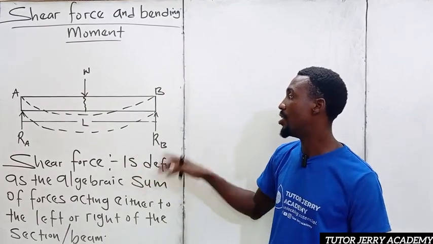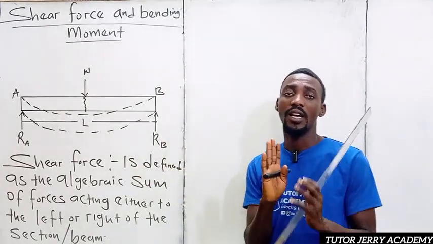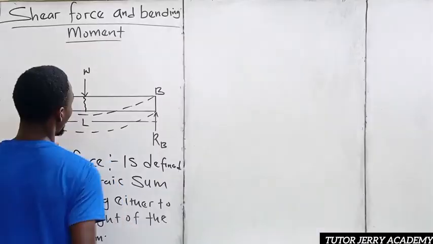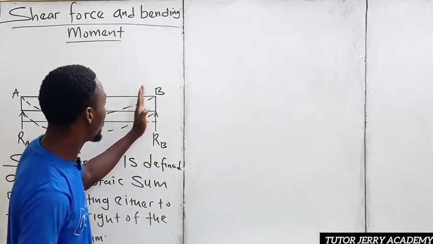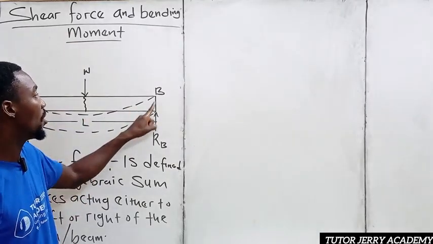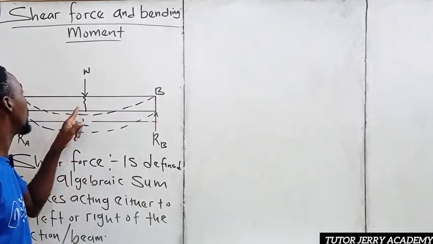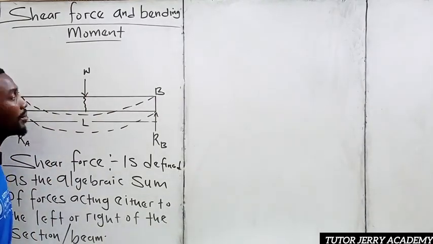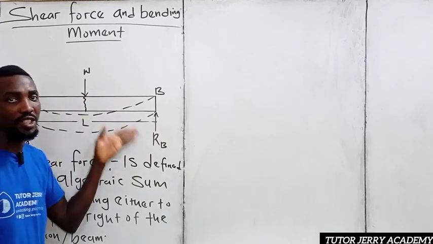If you want to calculate the shear force on this beam, the trick I use is very simple. By the time you stand, the first thing you do is calculate the shear force at point B, then you calculate the shear force at this point, then at this point. Every point that you have a load, you have a shear force there.